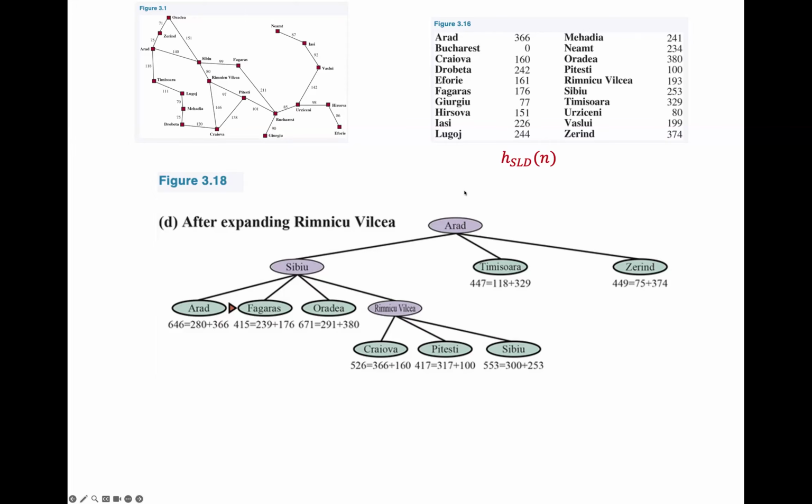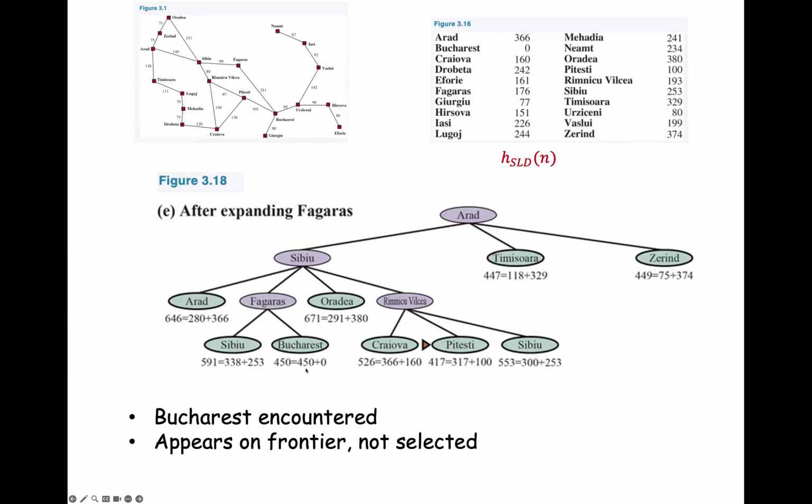So we expand Fagaras, this node, by picking it off the priority queue, and we get Sibiu, its successor, and Bucharest. Sibiu has a cost, this version of Sibiu, of 591, and Bucharest has a cost of 450 because its h of n value is 0, but its g of n path cost is 450.